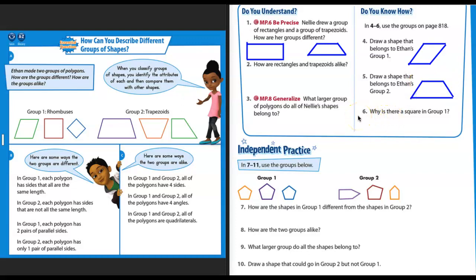Why is there a square in group 1? And if I look over here in group 1, there is a square, or even 2 squares. This is a square on its side because the definition of a rhombus is that it has 4 equal sides, and squares also have 4 equal sides.